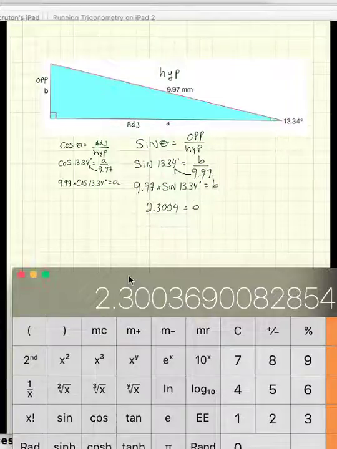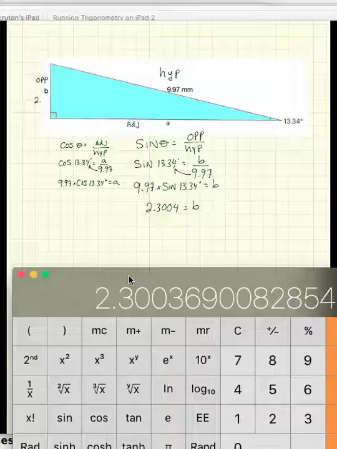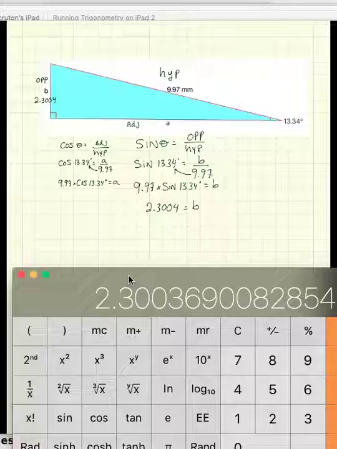All right, I'm just going to label that on my diagram. So 2.3004 is the height, and the base, didn't write it, did I? Was 9.7. So 9.7010 was our A.